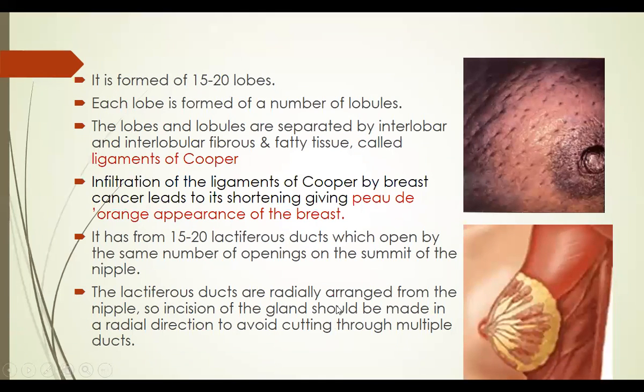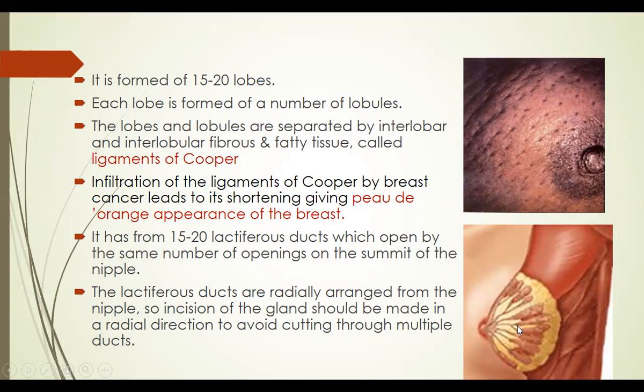The lactiferous ducts are radially arranged from the nipple, so incision of the gland should be made in the radial direction. This is for the surgeons. If you see here, these are the different lobes. All are arranged like the spokes of a wheel of a car. So if you are doing any surgery, the incision should be like this, a radial incision.